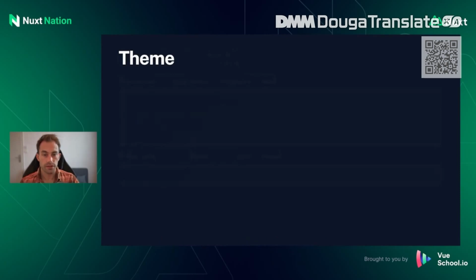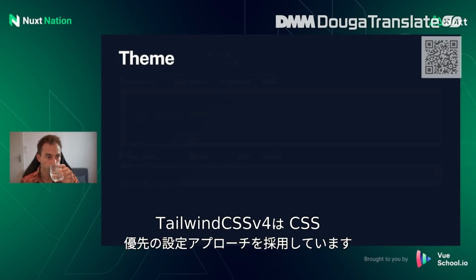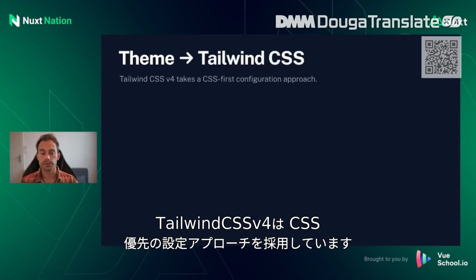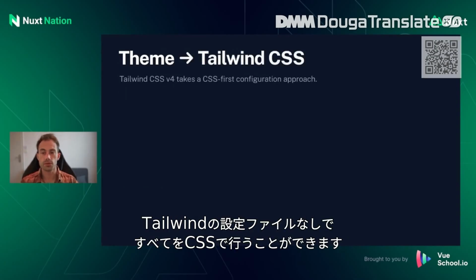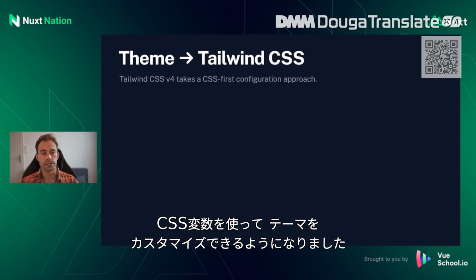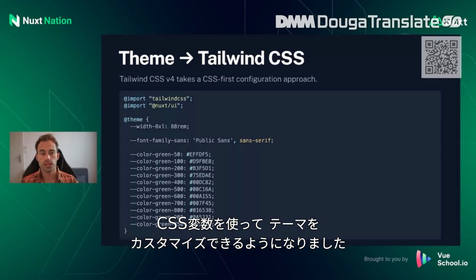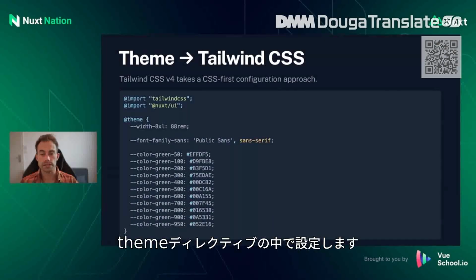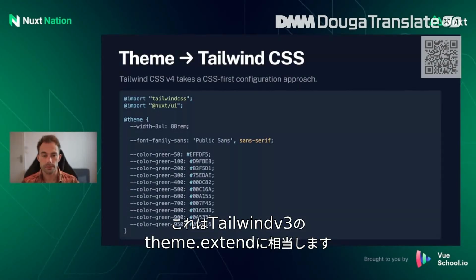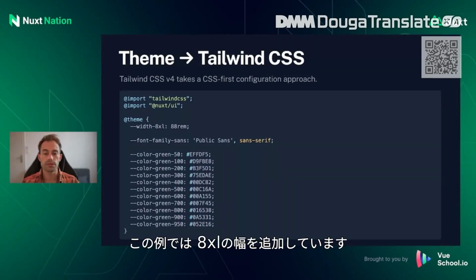Now let's talk about the theming. Tailwind CSS v4 takes a CSS-first configuration approach. You can do everything in your CSS without the need of a Tailwind config file. You now customize your theme with CSS variables inside a theme directive. It's the equivalent of the theme.extend in Tailwind v3.